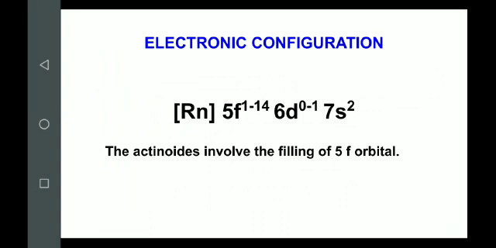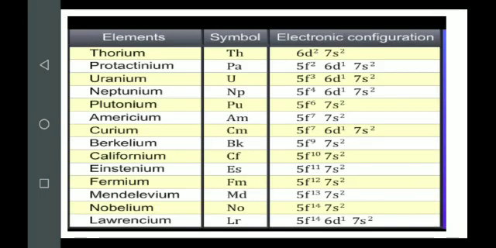Now these 89th and so on electrons may go into the penultimate 6d orbital and then to the pre-penultimate 5f orbital. So the actinoids involve the filling of the 5f subshell or orbital. Now these are the 14 elements which are together termed as actinoids. Thorium is 90, then 91, 92, 93 like that. In the end we have lawrencium 103.